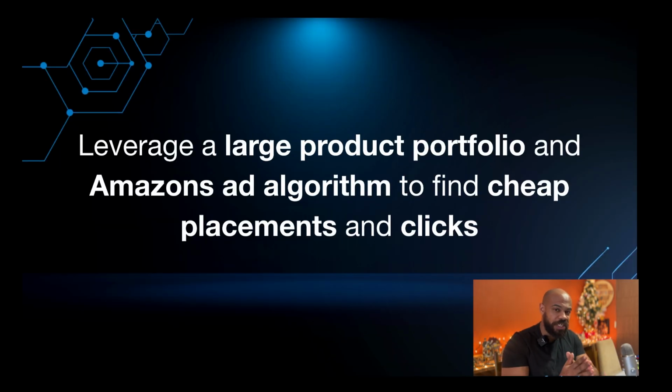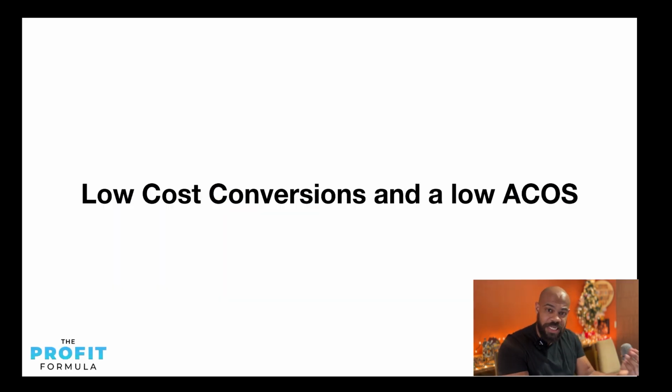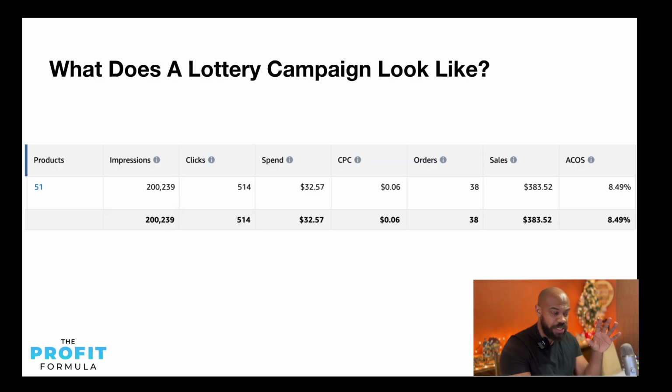What we're doing is we're essentially leveraging a large product portfolio and Amazon's algorithm to find super cheap placements and clicks. What that does is that brings us very low cost conversions and a very low ACoS. Here's an example of what a lottery ad looks like.